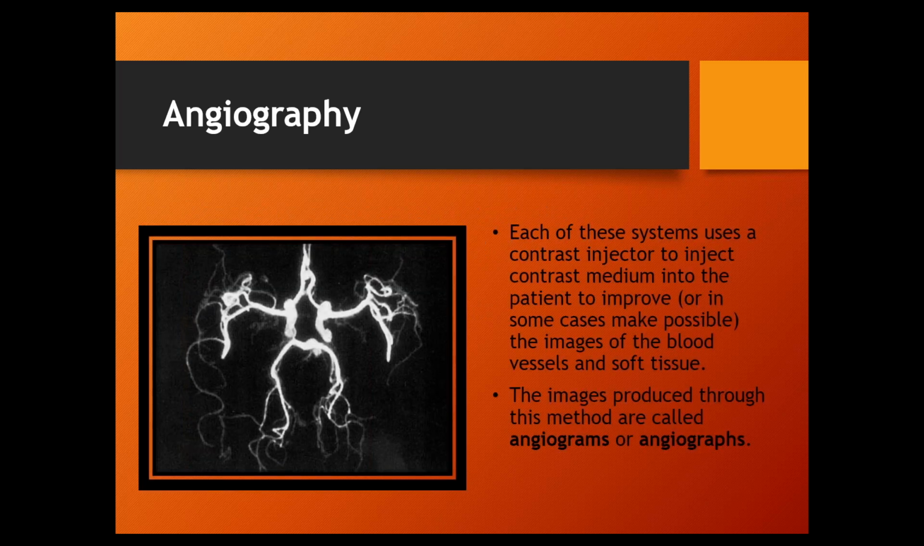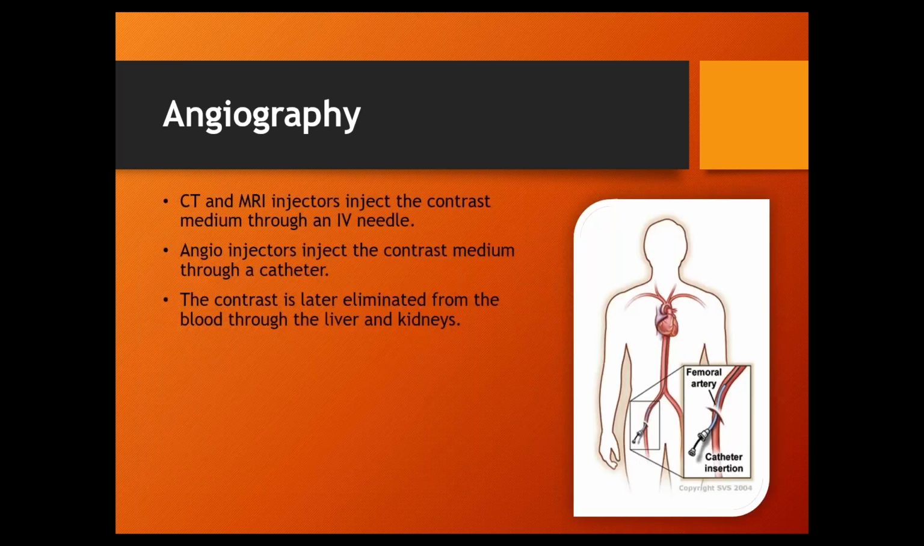There we go. So, angiography. Each of the systems uses the contrast injector to inject contrast medium into the patient to improve, or in some cases, make it possible to view the blood vessels. The images produced are referred to as angiograms or angiographs. Now, CT and MRI injectors, and this is always true, the contrast is always injected into the patient with an IV needle, and the IV needle can go on the hand or in the elbow or whatever.